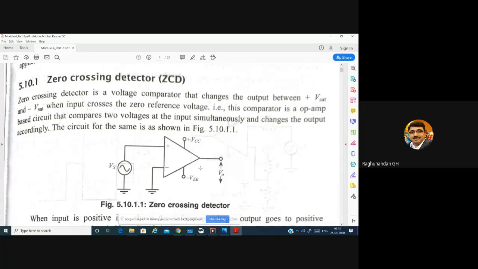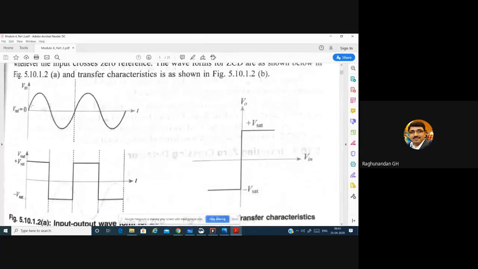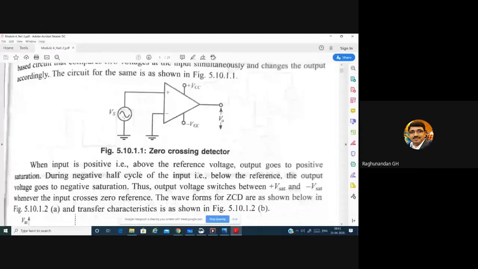Coming to this, here the negative terminal, that is the inverting terminal, is grounded, and the non-inverting terminal is given the AC signal, and we are taking the output. This is the simplest comparator you can have. The AC signal given to the non-inverting terminal will obviously have alternating positive and negative cycles.